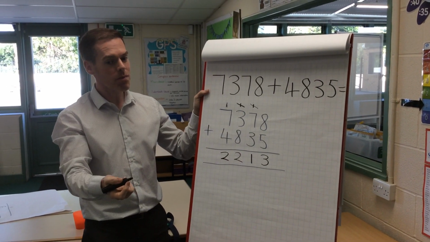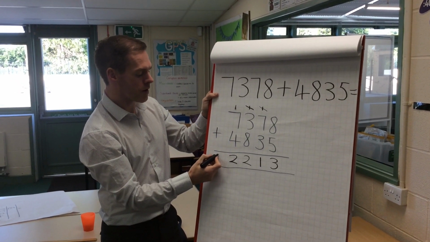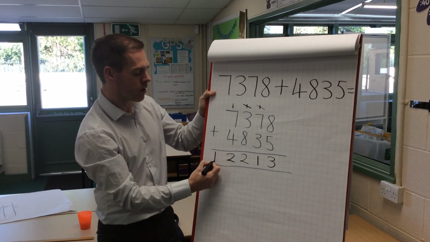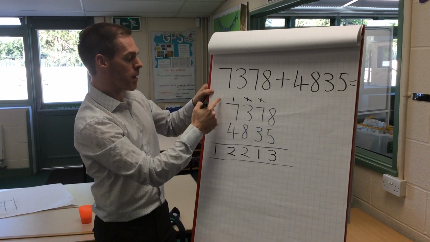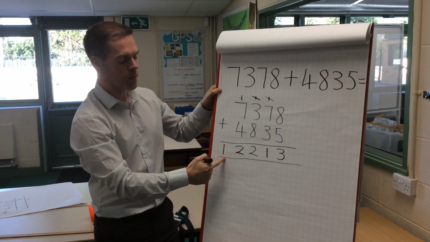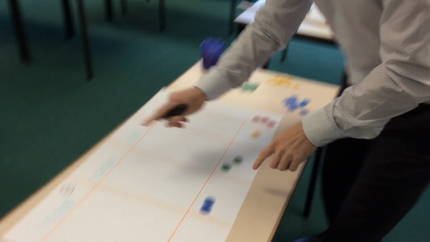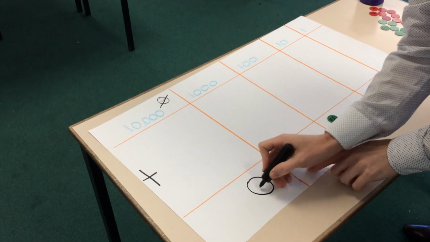Now, because it's the end of my calculation, there's nothing else to add. I'm just going to put that 1 10,000 straight into my answer, because, of course, 1, 10, 100,000, my 10,000 column is here, and there's nothing else to add, so it's going to go straight in. So I'm going to do that over here as well. My 1 10,000, I'll cross it out, and it's going to go here.